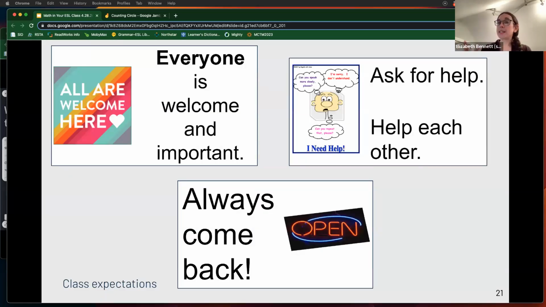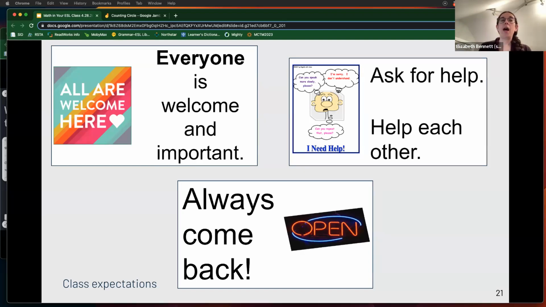Some of my class expectations that I share with students when new students join the class. Of course, everyone is welcome and important. Also, it's totally normal when you are learning a new language and when you are learning math, when you're learning anything new, you're going to get confused sometimes. It's going to be hard sometimes. You're not going to get it immediately. So ask for help. Ask me. Ask your classmates. Everyone in our class is really smart and really nice, and you can ask each other for help.